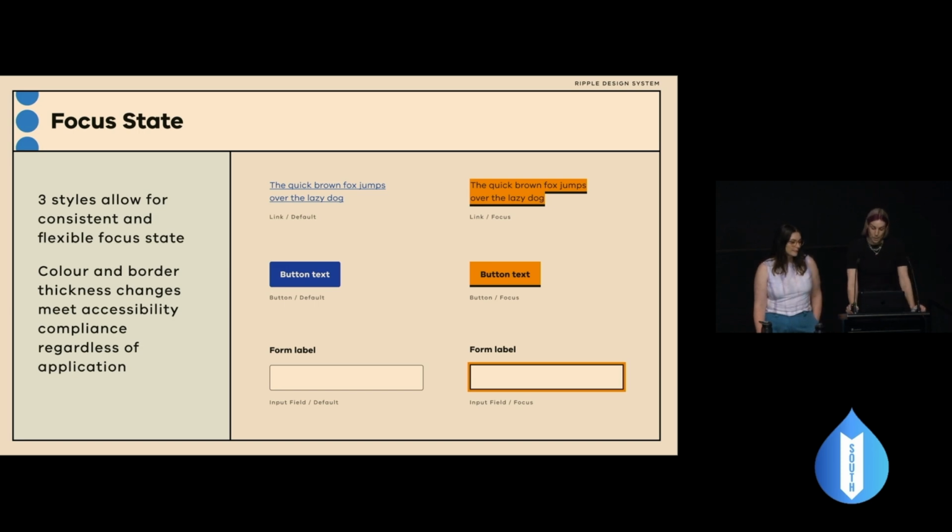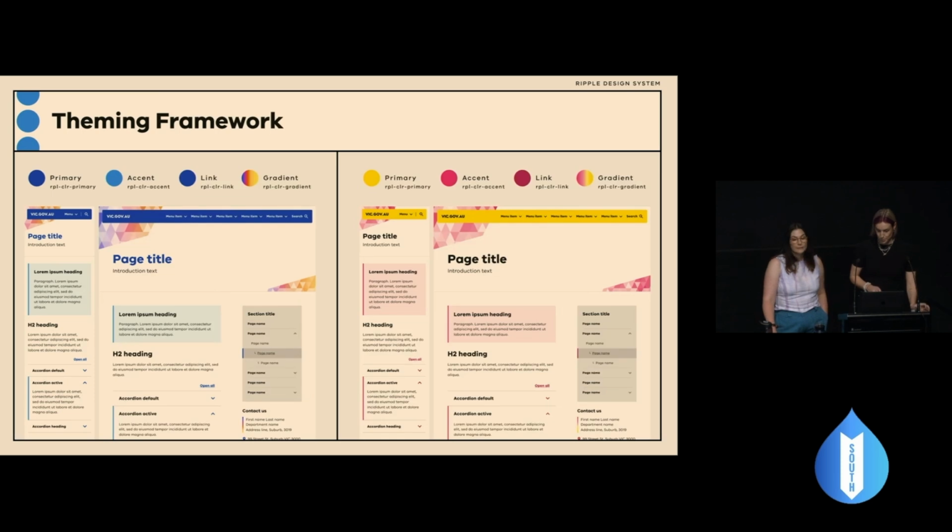We've created 3 different applications of the focus state to support flexibility, while still allowing for consistency in the application across all of the different components. You can see there we've got the button, which uses the block or the field style, and then we've also got the form elements that use an outline style. Whilst they are different, there is still quite a high level of visual consistency.